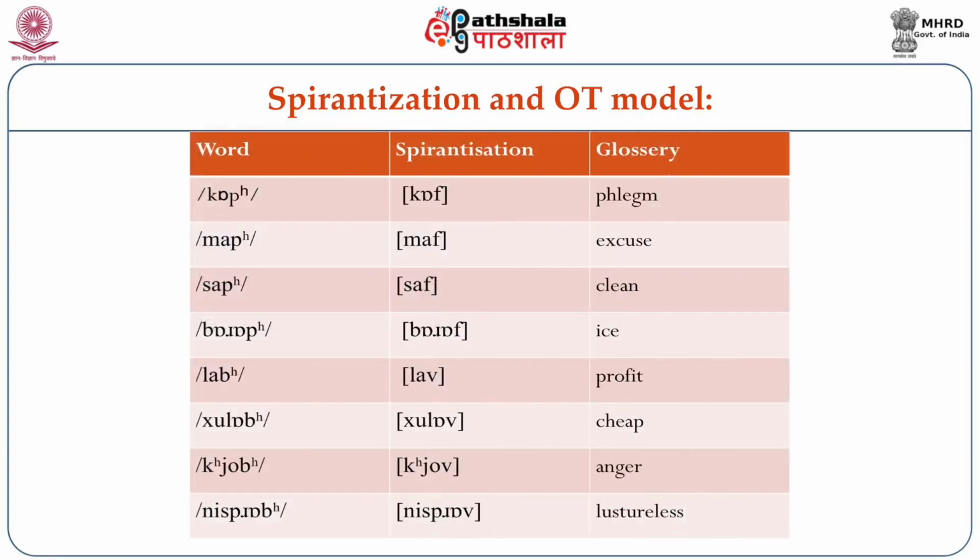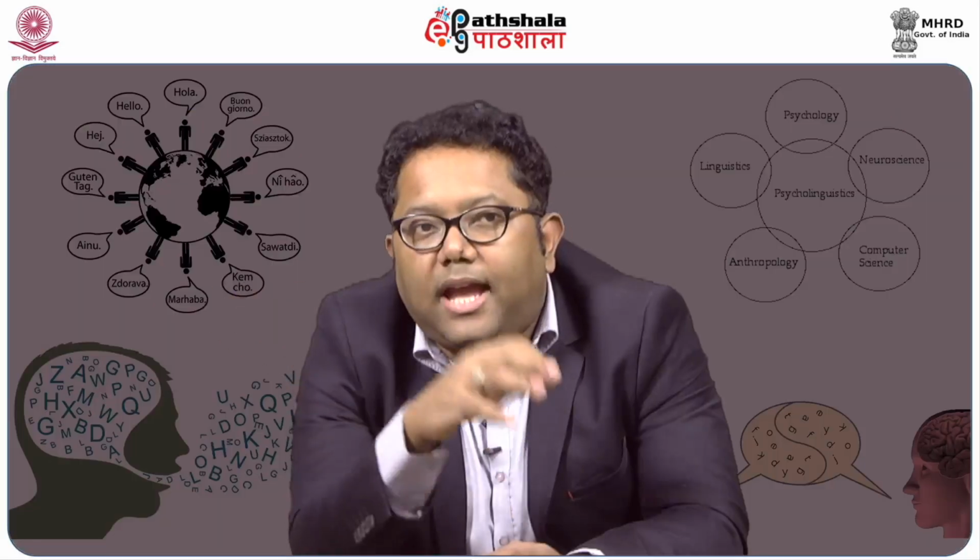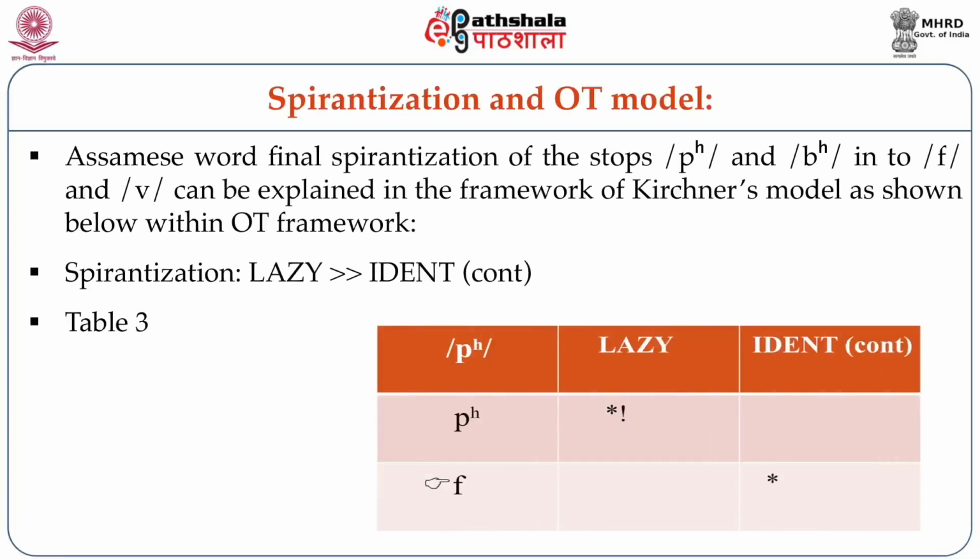Let's see. So here is the word and spirantization. Can you see the changes? Like ph turns into f and bh turns into v. These are labiodental sounds. Although the things are bilabial aspirated stops, they turn into labiodental fricatives. So there is a change. Let's see what is hidden behind this kind of phenomenon, how we can represent it in terms of OT constraints. In terms of Kirchner's model, we have to show this framework for spirantization.